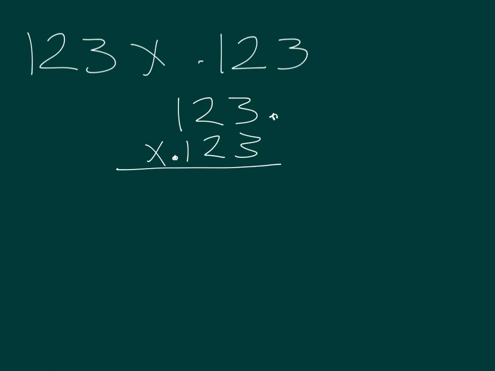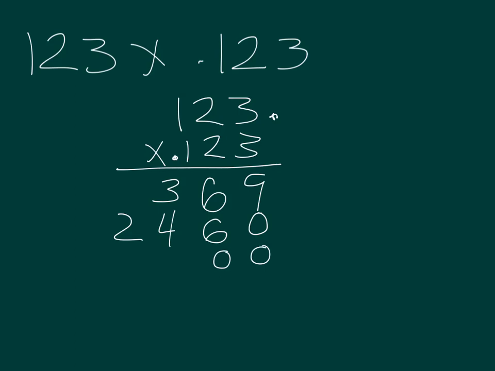3 times 3, that's 9. 3 times 2 is 6. 3 times 1 is 3. Bring down my 0. 2 times 3 is 6. 2 times 2 is 4. 2 times 1 is 2. 2 zeros, just like I normally would. 1 times 3 is 3. 1 times 2 is 2. 1 times 1 is 1. And now I can add all my numbers.